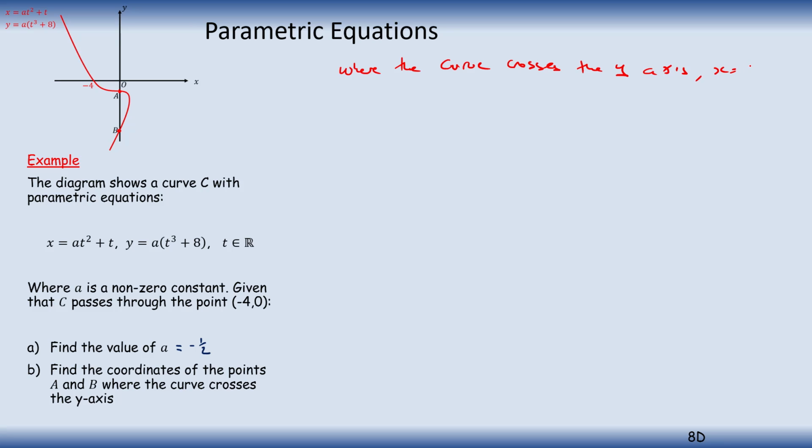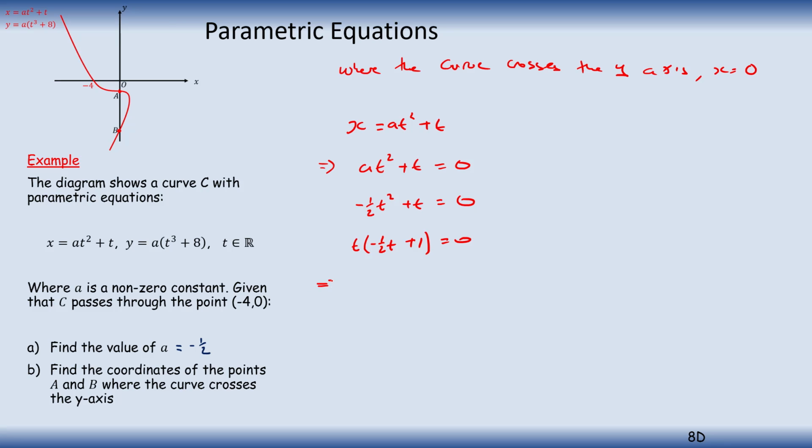X is equal to 0. So we've got our parametric equation, x is equal to at squared plus t. We know x equals 0, so that means that at squared plus t is equal to 0. I know what a is, so minus a half t squared plus t is equal to 0. Factorizing, you can see a t is common to both of those, so t brackets minus a half t plus 1 is equal to 0.